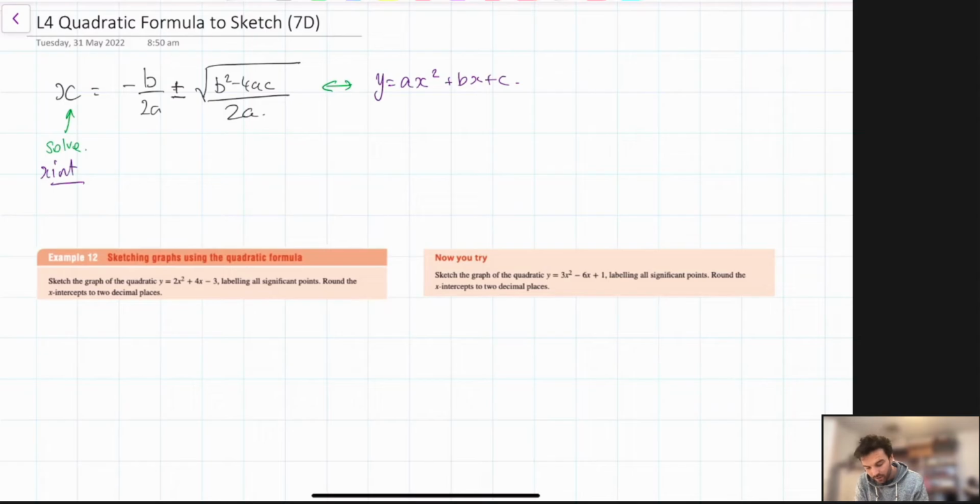So if we have a look at this here, a in this case goes here and here. You've got b, which goes here and here. And then we've got c, which goes there. Oh, I missed another a there. So those letters go into those spots there. Okay, now one other thing we have to remember is this b squared minus 4ac.